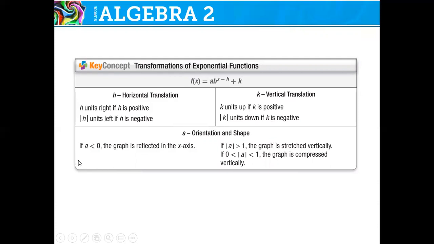If a is negative, then the graph is reflected in the x-axis. If the absolute value of a is greater than 1, then the graph is stretched vertically. And if it is between 0 and 1, then the graph is compressed vertically.